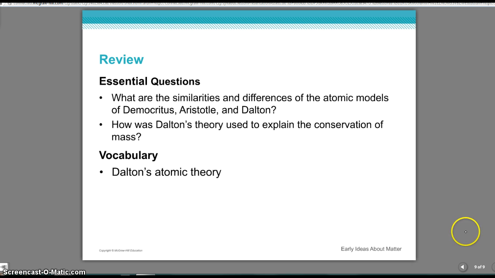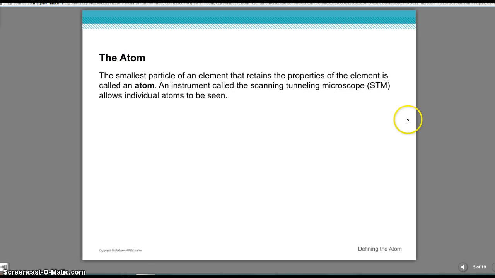All right, so now we're going to actually define what the atom is that we know of today. And the atom is the smallest particle of an element that retains the properties of the element. Okay, that's the definition of an atom.